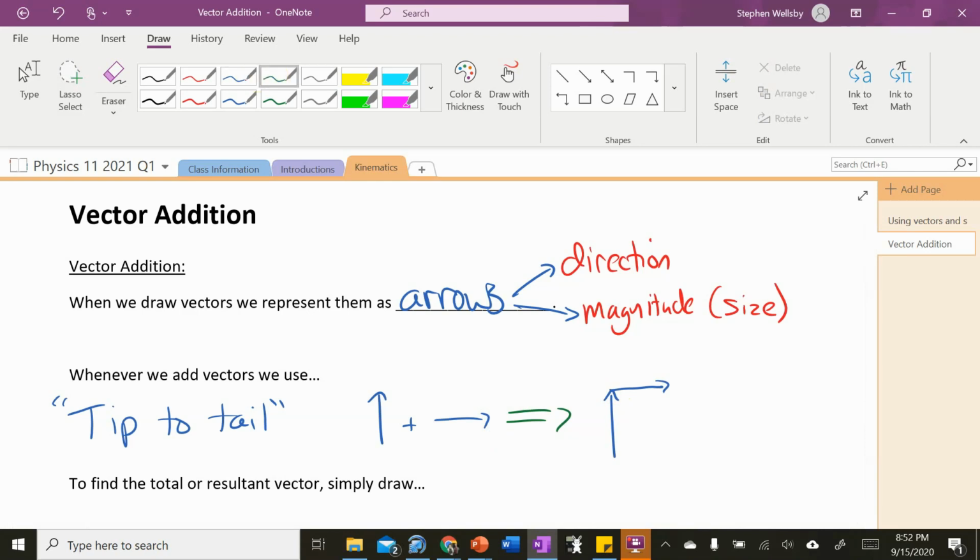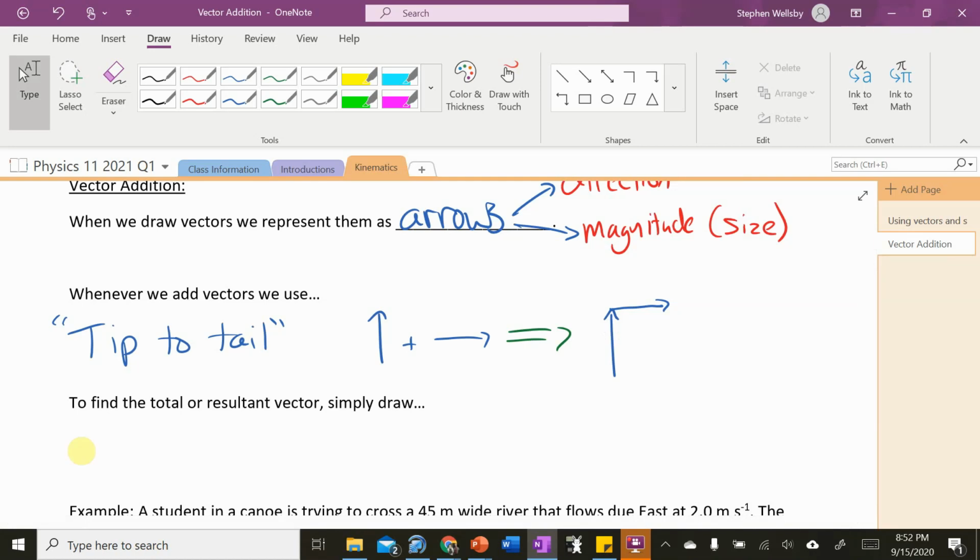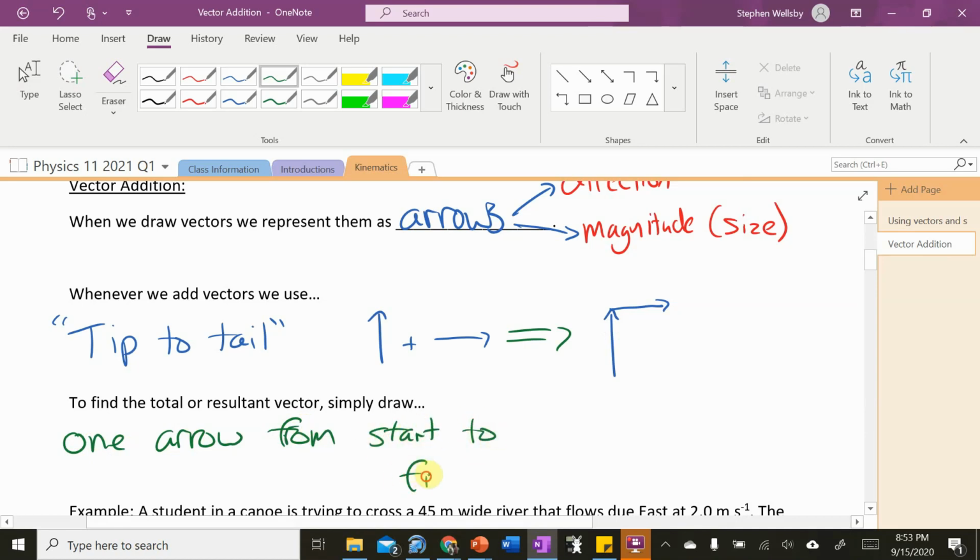And when we want to find out our resultant vector, we simply draw one arrow from start to finish. So we started this, our very first arrow number 1 was this point here. We added this here, so the very, very start. And when we added our last vector, our second vector in this case, ended up over here. So from the very start to the very finish, we draw one line.